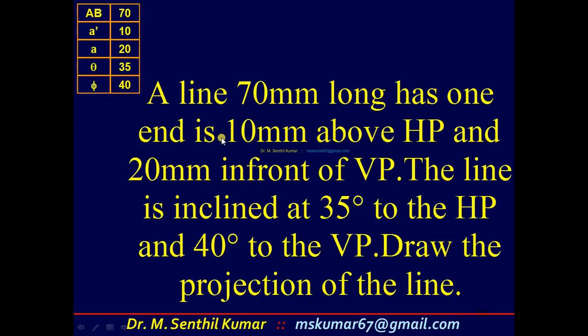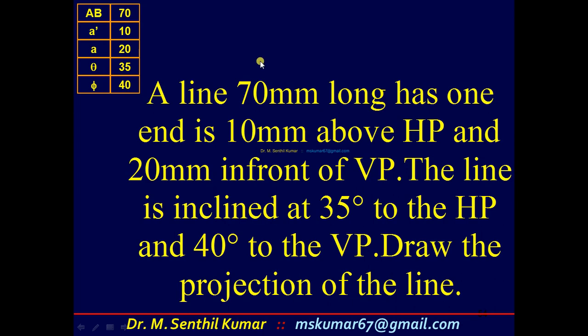Now we will see the very first problem, considering the standard 5 set of data, under a line inclined to both the planes. The problem here is: a line 70 mm long has one end 10 mm above HP and 20 mm in front of VP. The line is inclined at 35 degrees to HP and 40 degrees with respect to VP. Draw the projection of the line.